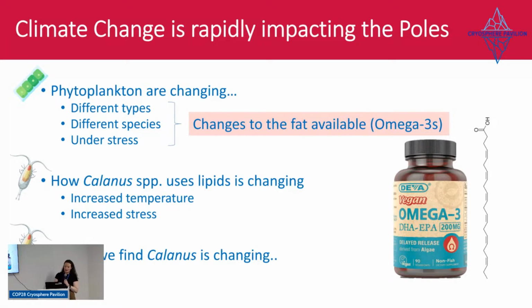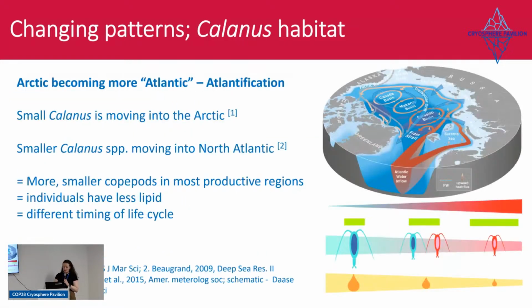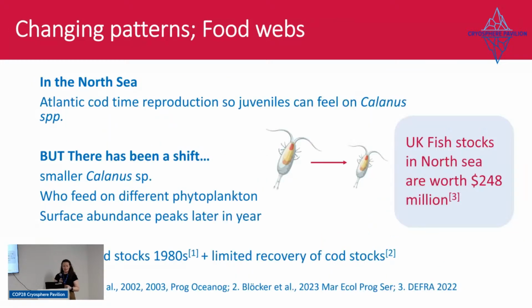And also where we're finding calanus is changing. As the Arctic is becoming warmer, it's becoming more Atlantic. And with that Atlantic-type water brings more Atlantic-type species. So we're seeing that smaller calanus that we would find in the Atlantic moving further up into the Arctic. So the Arctic is getting less lipid-rich. And so you get more of these smaller copepods moving through, and those individuals have less lipid themselves, and they also have a slightly different life cycle. And this can disrupt food webs.